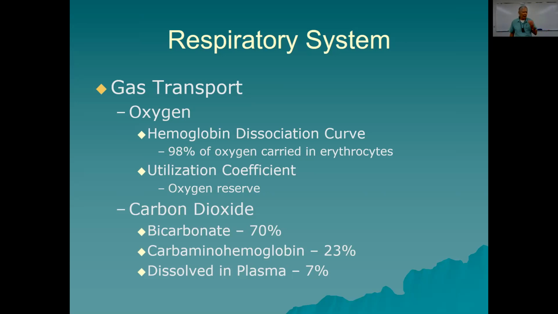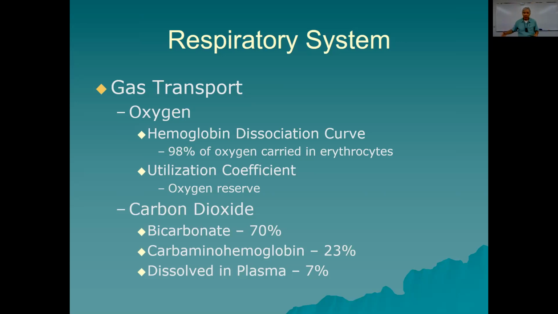Remember, oxygen is not that soluble in water, so there's relatively very little oxygen dissolved in the plasma. It's almost all in the hemoglobin in erythrocytes. And we're going to talk about oxygen reserve in a moment, and utilization coefficient. Because remember, your hemoglobin is essentially saturated with oxygen when it leaves your lungs. In a normal, healthy person, the hemoglobin leaving your lungs is 100% saturated. This means every hemoglobin is carrying 4 oxygen molecules.